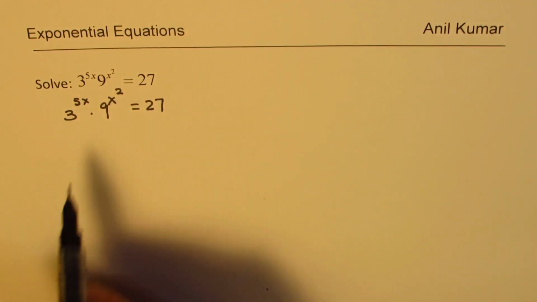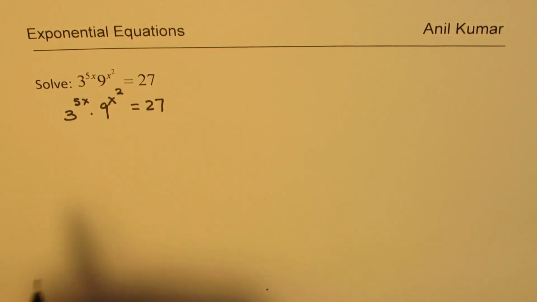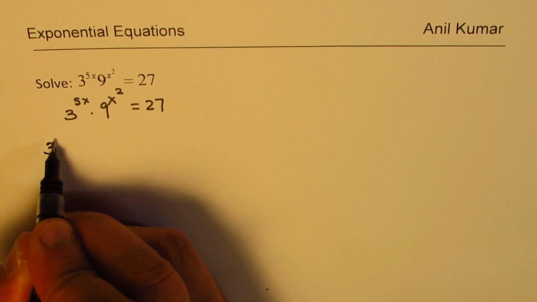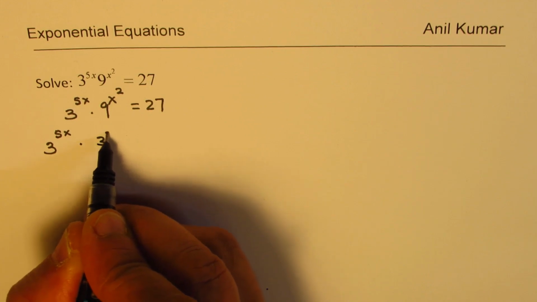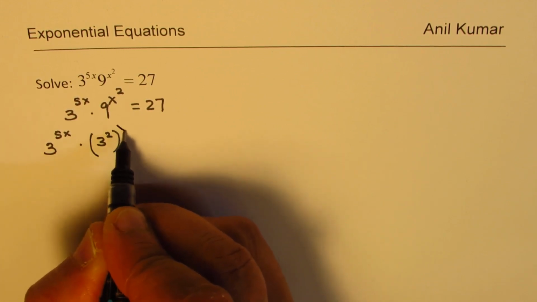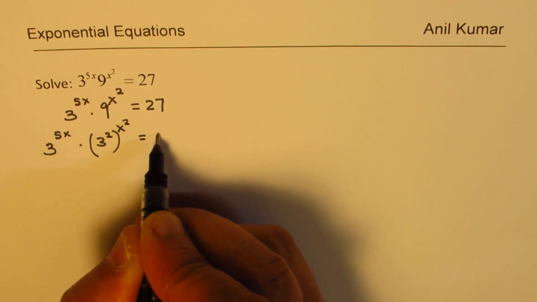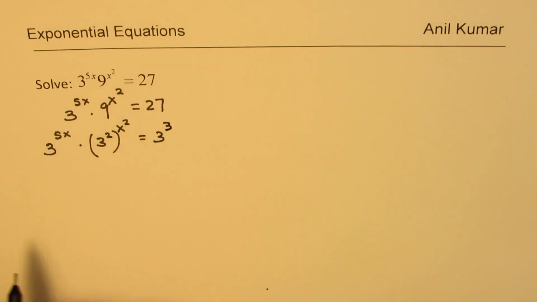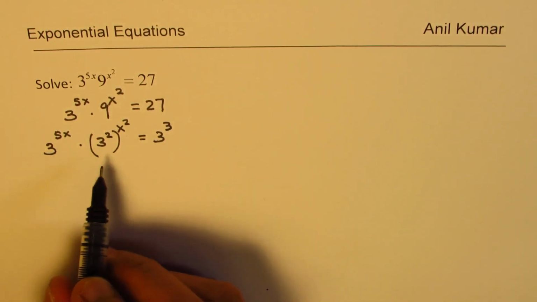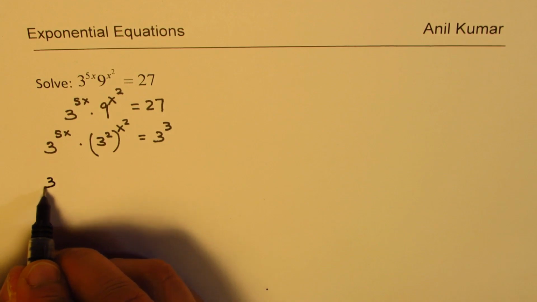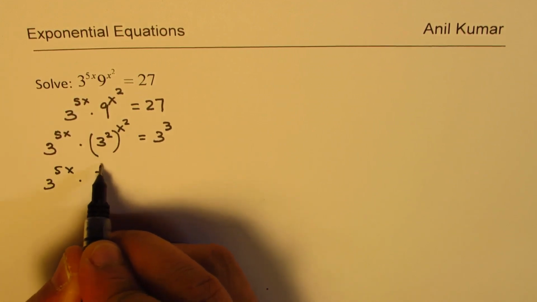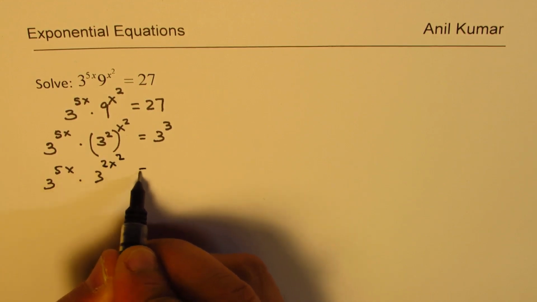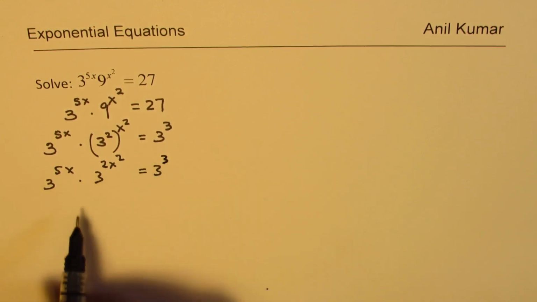So the idea is to write all of them with base 3. So I could write this as 3 to the power of 5x times 9 could be written as 3 squared to the power of x squared, and 27 is 3 cubed. Product, well, let's go one more step and then we'll combine the left side, right? So we have 3 to the power of 2x squared equals 3 cubed.